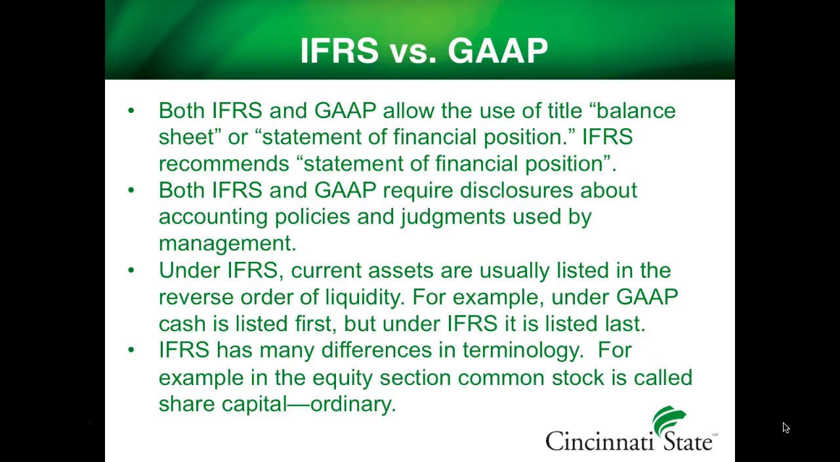IFRS versus GAAP. Both IFRS and GAAP allow the use of title balance sheet or statement of financial position. IFRS, however, recommends the use of statement of financial position. Both IFRS and GAAP require disclosures about accounting policies and judgments used by management. Under IFRS, current assets are usually listed in the reverse order of liquidity. For example, under GAAP, cash is listed first, but under IFRS, it is listed last. IFRS has many differences in terminology. For example, in the equity section, common stock is called share capital ordinary.